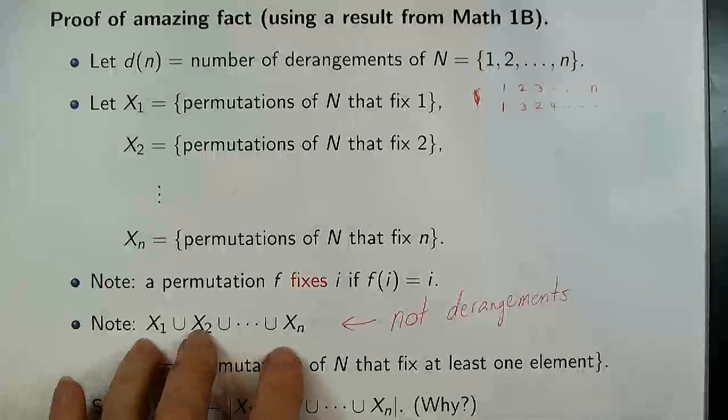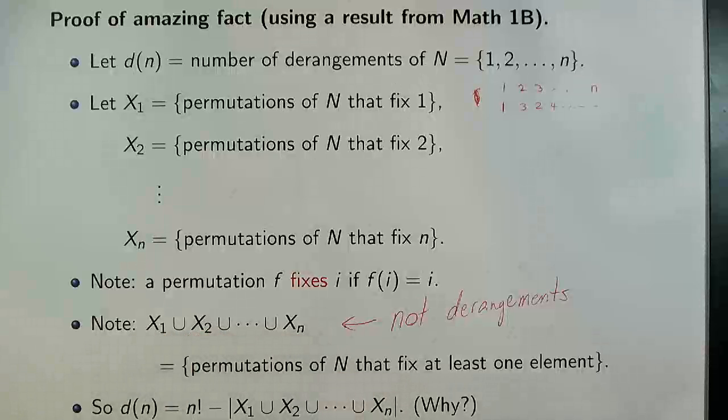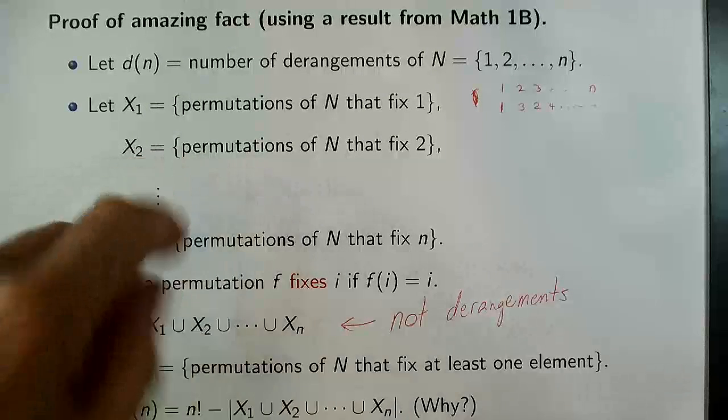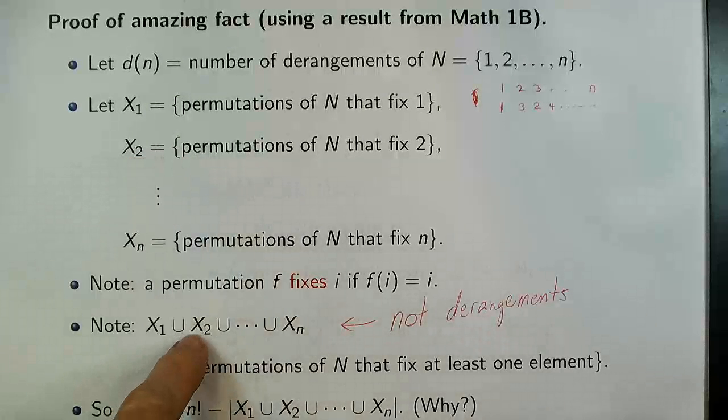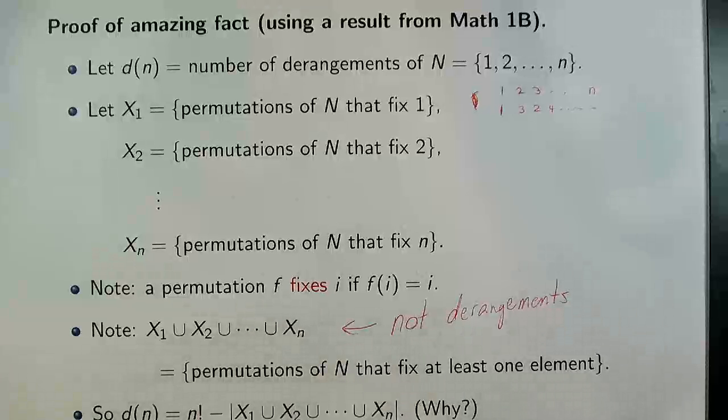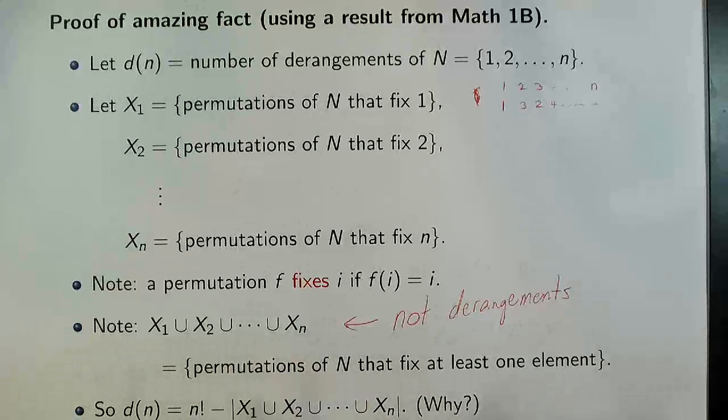Okay, so in X1 union X2 union up to Xn, the permutations in there have left at least one element where it was. If it's in X2, then 2 hasn't moved. If it's in X2 and X4, then 2 and 4 haven't moved. These are all the ones that are not derangements. They're the ones we don't want to count.